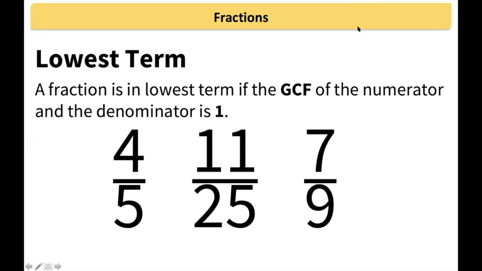Again, lowest term. By definition, a fraction is in its lowest term if the GCF of the numerator and denominator is 1. Another way of saying it is kapag wala nang common factors, okay? Maliban sa 1. So, wala na siyang common factors. Wala ka nang makakancel out.